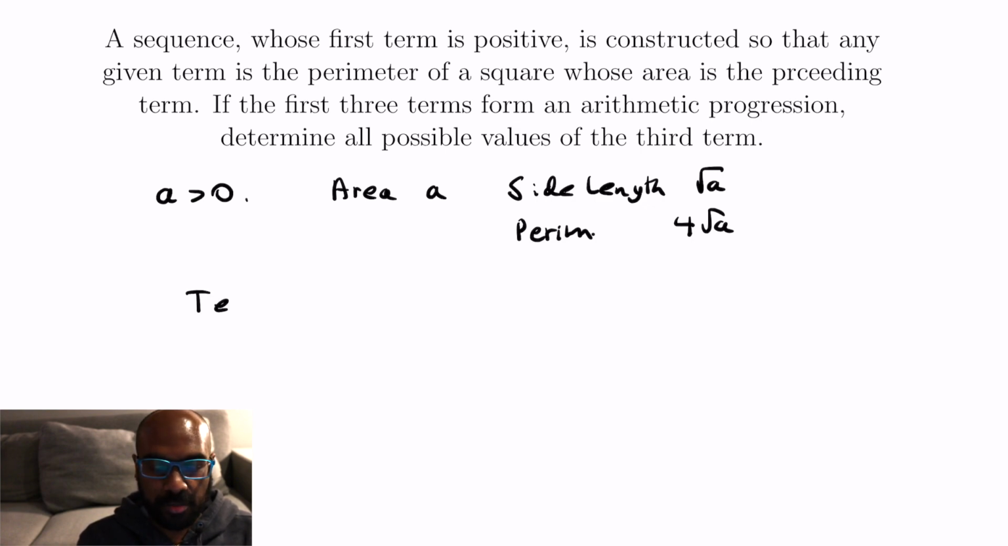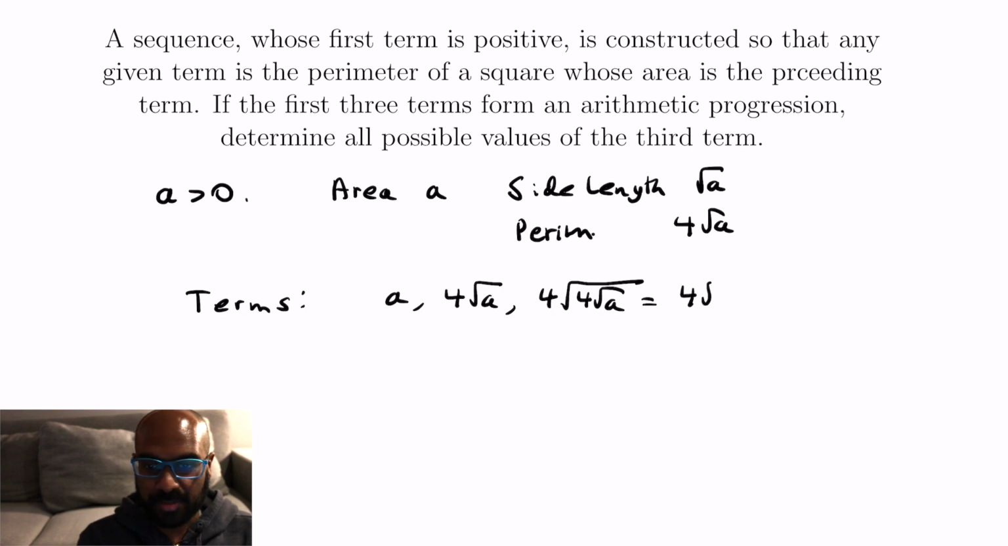So if we think about the terms, the first term is a, and the next term will have to be 4 times the square root of that previous term. And so the third term is 4 times the square root of the previous term, which was 4 root a to begin with. If we clear things up, that's 4 times the square root of 4 times the fourth root of a, which equals 8 times the fourth root of a.